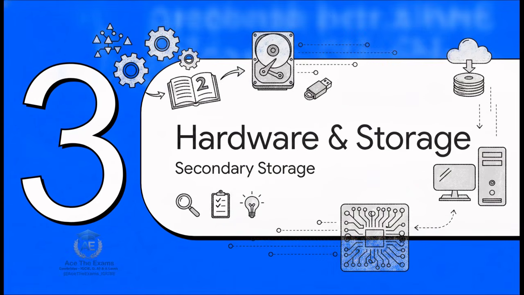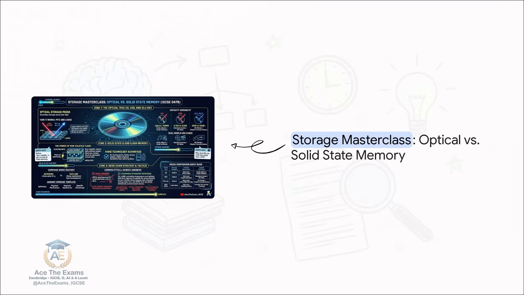Okay, shifting gears to Section 3, Hardware and Storage Secrets. Let's dissect secondary storage. Look closely at Zone 1 and Zone 2 here to contrast the physical mechanisms of optical pits and lands against a solid-state floating gate. An optical disc, like a CD or a Blu-ray, relies on a laser reflecting off physical bumps, called pits, and flat areas, called lands, to represent binary zeros and ones.